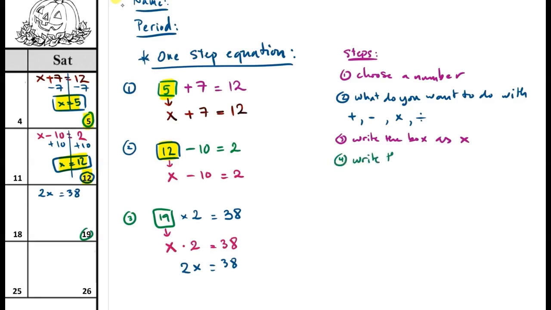Write the problem into the calendar. Alright, then solve for x. Step 5, solve. Alright, so 2x equal to 38, which means 2 times x. We have to revert it by dividing by 2. So x equal to 19. That's it.